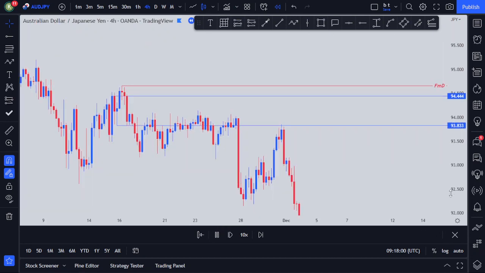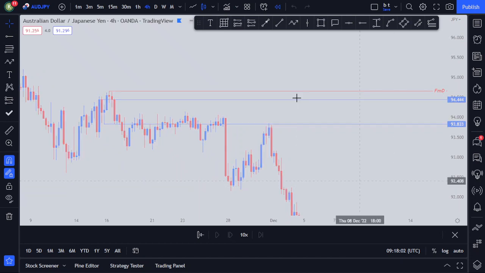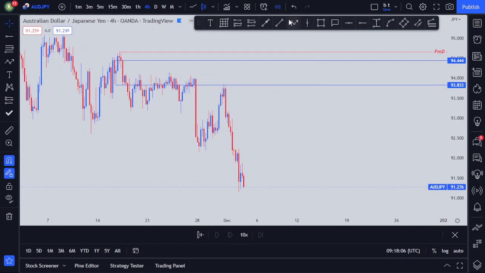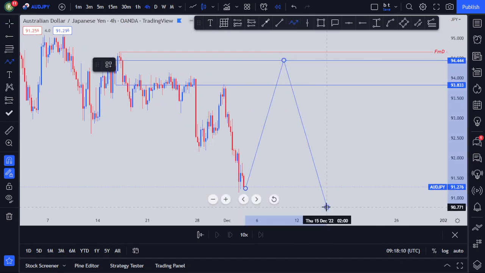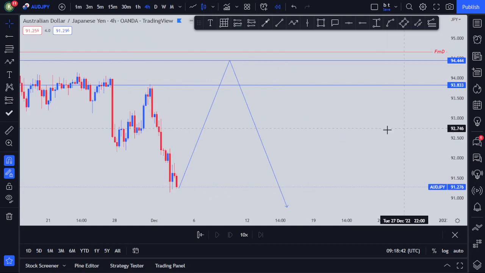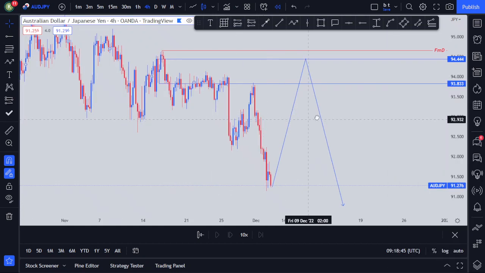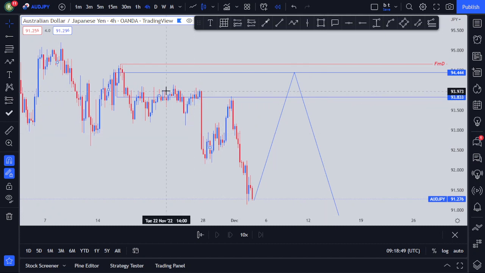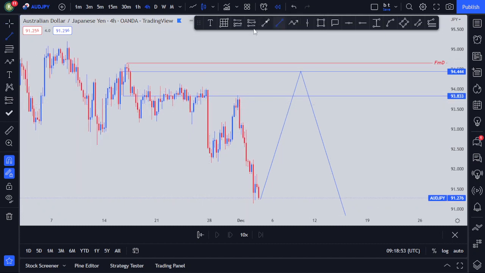So AUD JPY is where the price is. If other confluences match, price might come here and take all these liquidities, and then. All right, so let's continue. I was saying that if other confluences match, and AUD JPY, I think I've not analyzed it for the upcoming week. Why? Because I see a lot of liquidities over here.